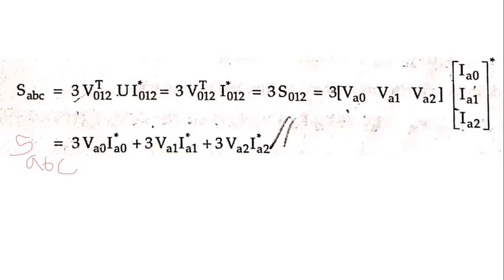S_ABC is equal to 3 VA0 IA0 conjugate plus 3 VA1 IA1 conjugate plus 3 VA2 IA2 conjugate. This is the three-phase power that will be obtained in terms of the symmetrical components.